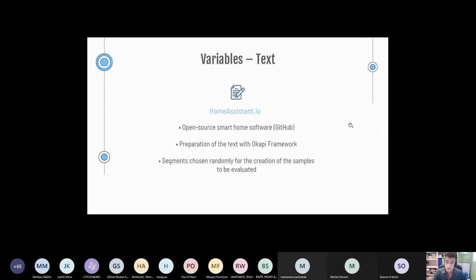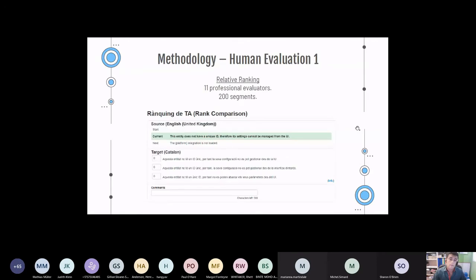Once we have the text, the most important thing is to set up the experiment. Then automatic evaluation. We know automatic evaluation is really important and really cheap, but it's only useful for developers to know if the amendments introduced in the systems are following the right path. Unfortunately, or not unfortunately, human evaluation is still the gold standard, and thus I did 3 different human evaluations using DQF tools by TAUS. First of all, we did a relative ranking evaluation with 11 professional evaluators of 200 segments.